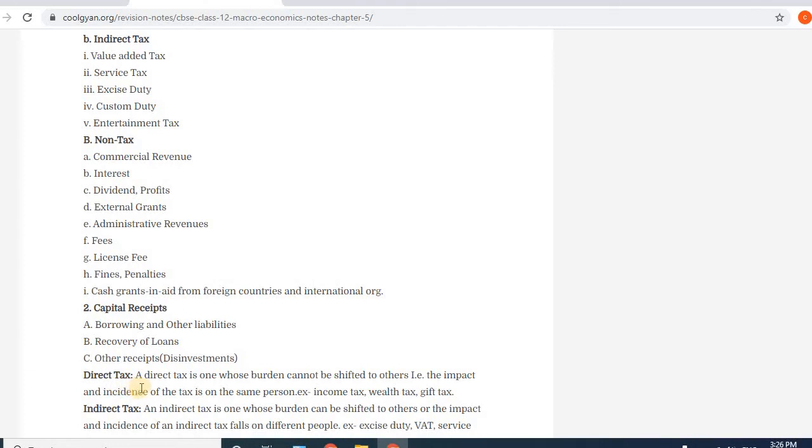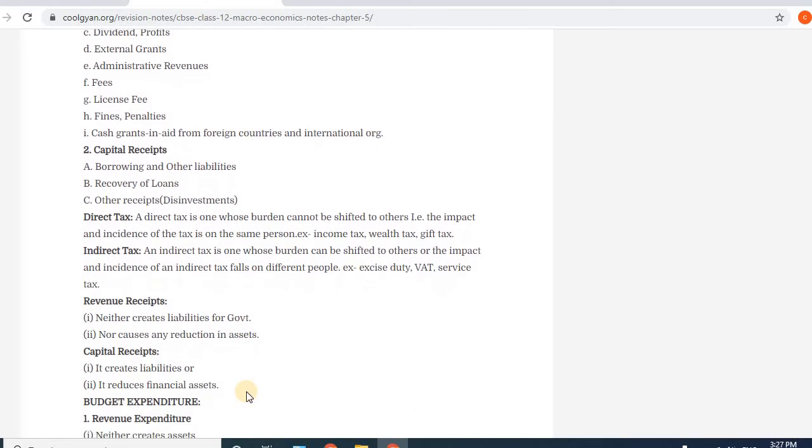Direct tax: a direct tax is one whose burden cannot be shifted to others, that is, the impact and the incidence of the tax is on the same person. Example: income tax, wealth tax, gift tax.